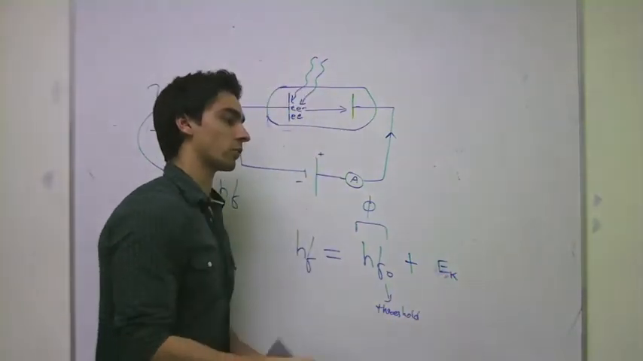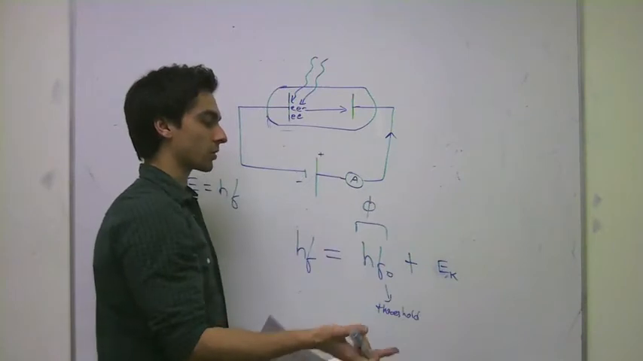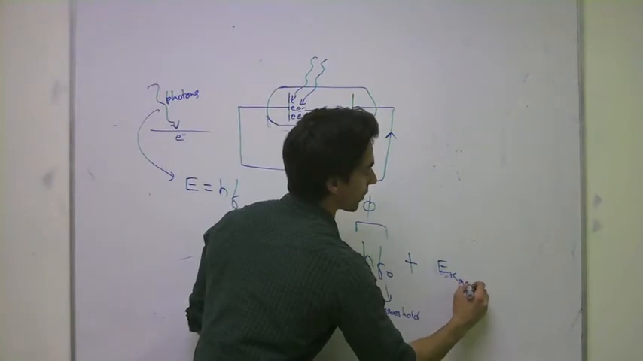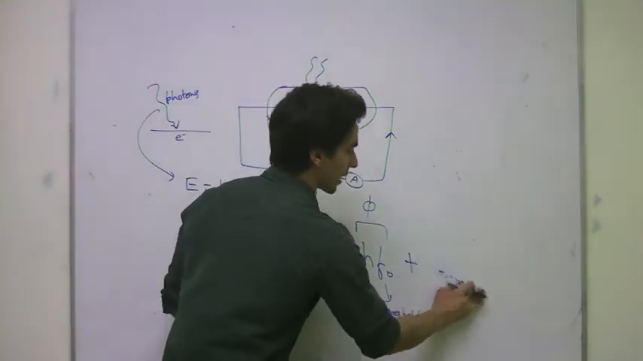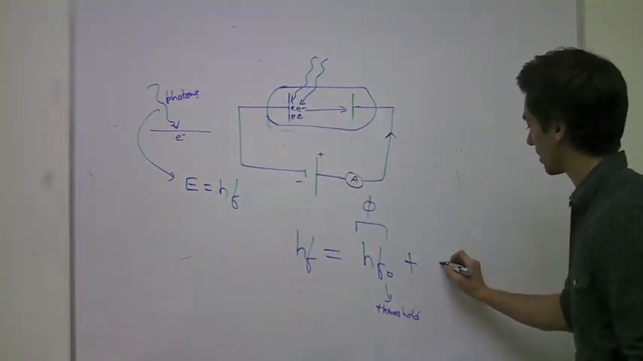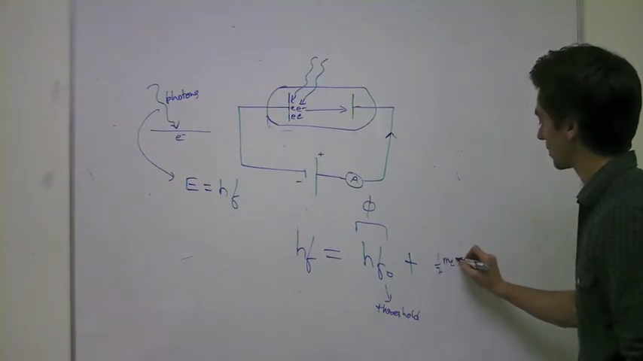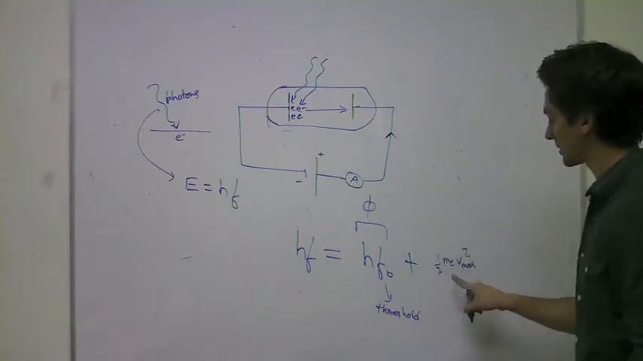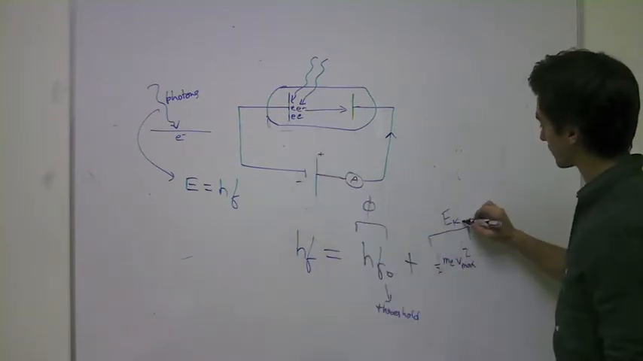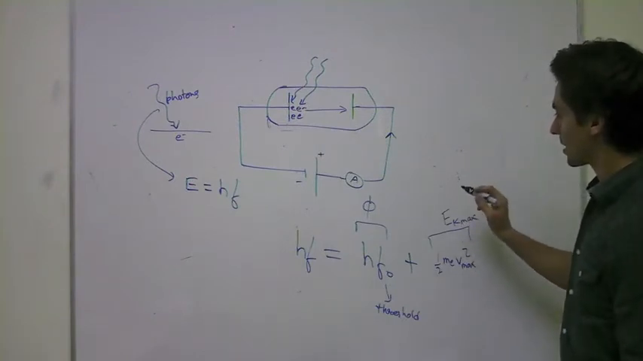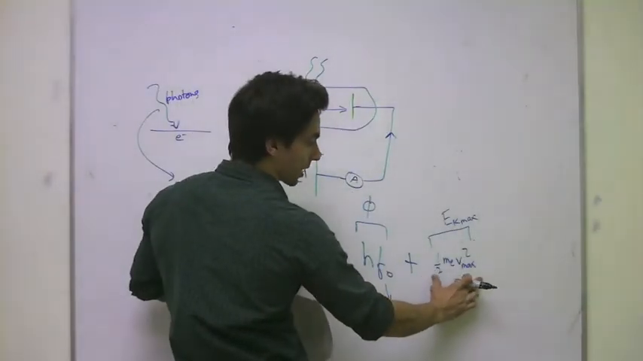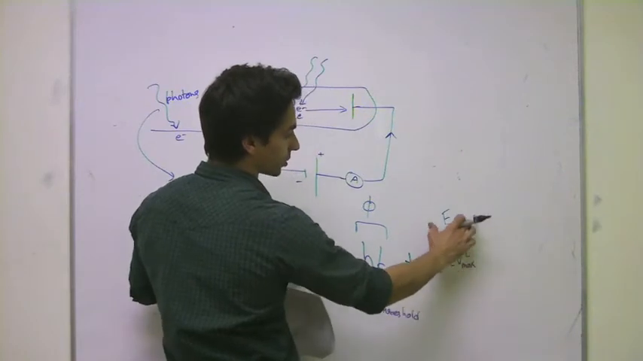But not all electrons will have the same kinetic energy. This here is the maximum possible kinetic energy of any electron. Ek max can also be written as half m_e v max squared. So this is the maximum kinetic energy of any electron that is ejected from this end.